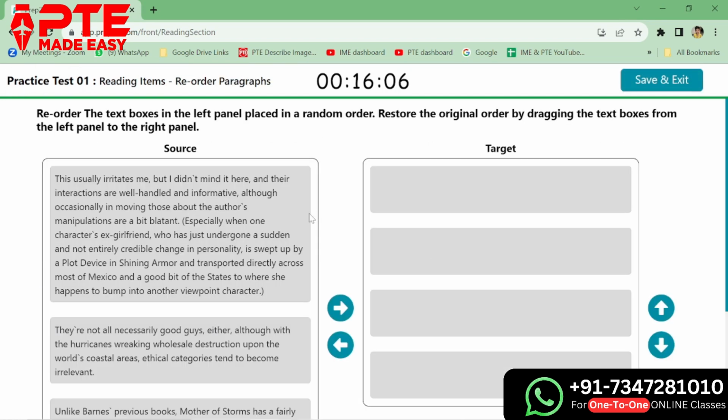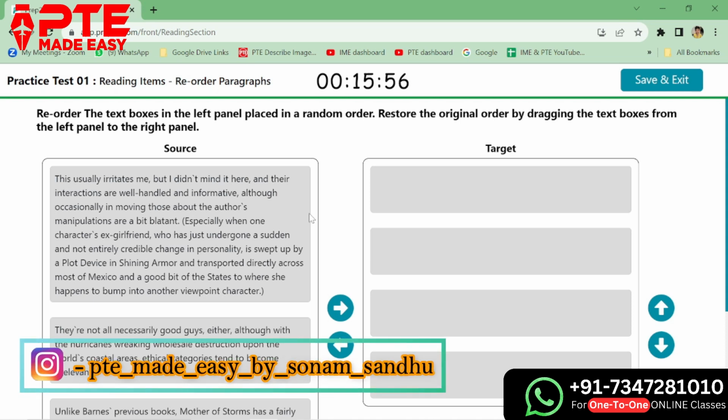Now coming to reorder paragraphs, here also we are not going to spend more time, but definitely more than on multiple choice questions. Only 16 minutes are left, so we need to pick up the pace. I need to pick up the pace in explanation as well.